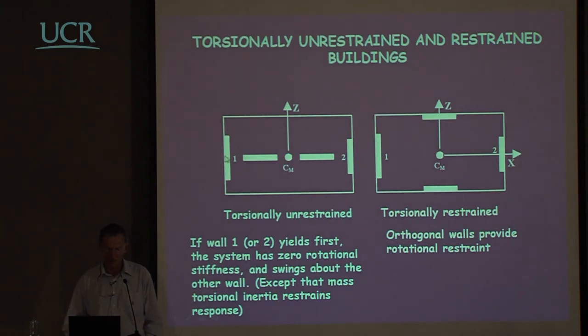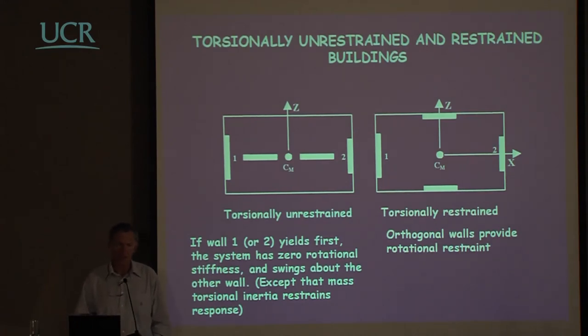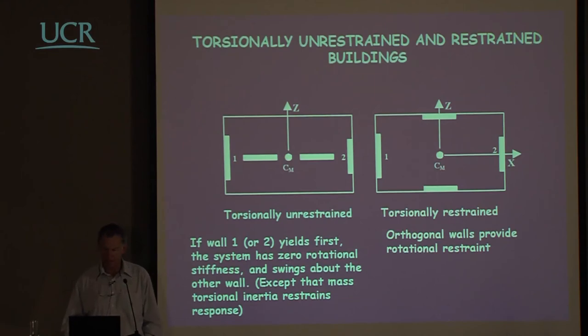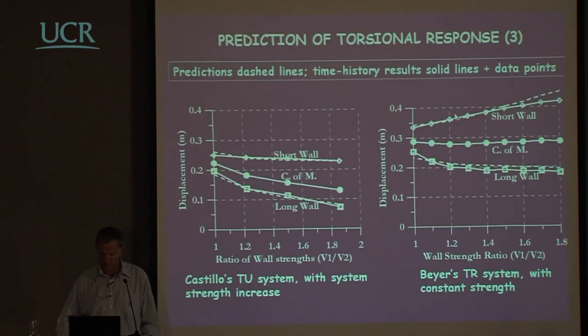that when one of these walls reaches the inelastic response level, then what will happen is that the wall will have no torsional stiffness at all and will have unrestrained swinging. In fact, that is restrained by the torsional mass inertia, the distributed mass of the floor system, so it's not quite as bad as anticipated. But we can distinguish between that type of system and the system here, which is torsionally restrained, so that if this wall and or this wall here yield, we have torsional stiffness still remaining in the other walls.